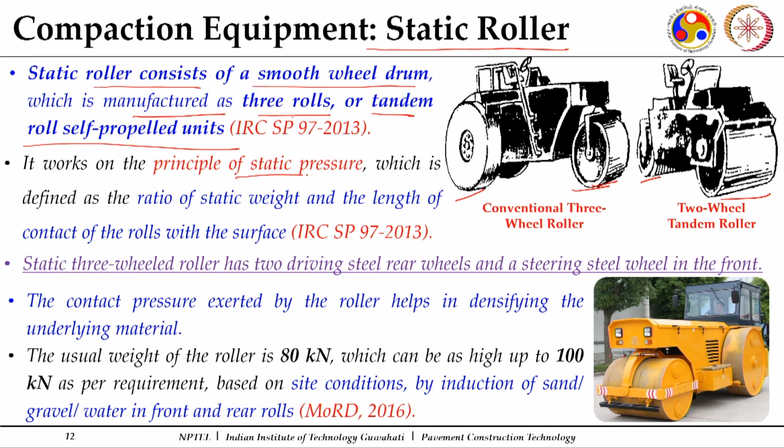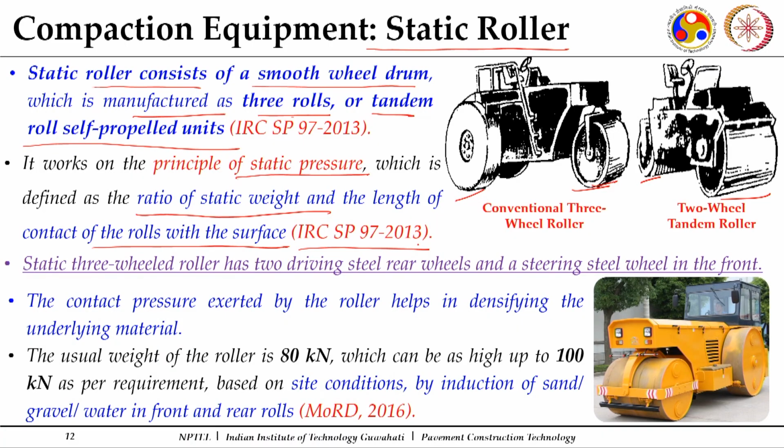So, it works on the principle of static pressure. As the load is there, it applies a static pressure, which is defined as the ratio of static weight to the length of contact. So, the more the weight, the more the pressure applied, and the length of contact of the rolls with the surface and the diameter of these drums will help us know how much static pressure can be applied. The detailed guidelines about these construction equipments are given in IRC SP 97.